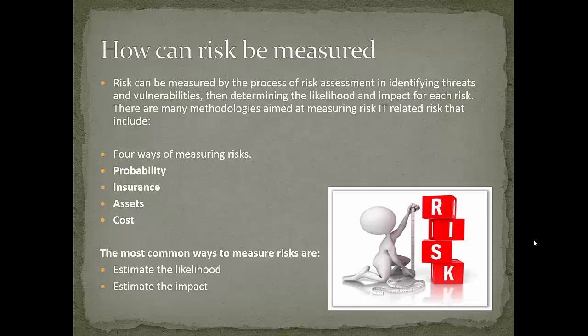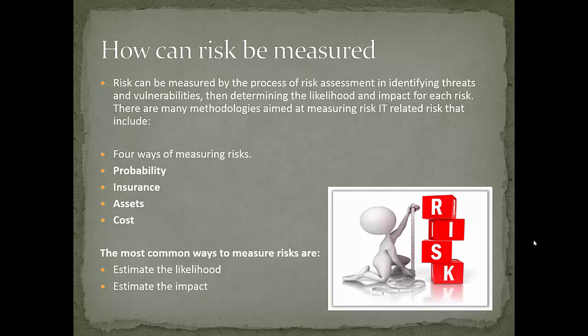How can risk be measured? There are different ways of measuring risk. First one is probability, how likely or unlikely it is to occur. Insurance is given when the timing or incident of a loss is unpredictable. Assets, the organization can have a lot at stake. These assets can be lost if an uncertain decision was taken. Cost, an action that needs to be taken which can result in either a loss or profit.